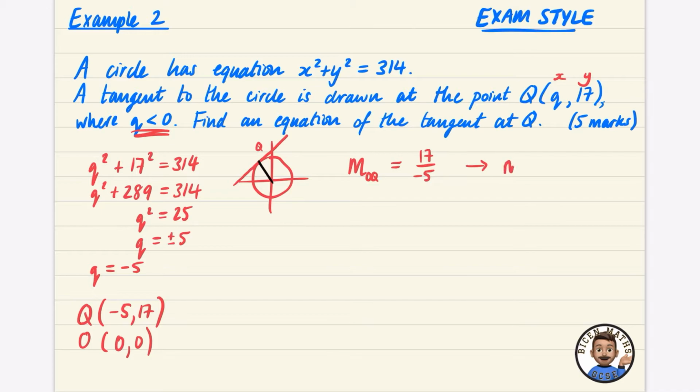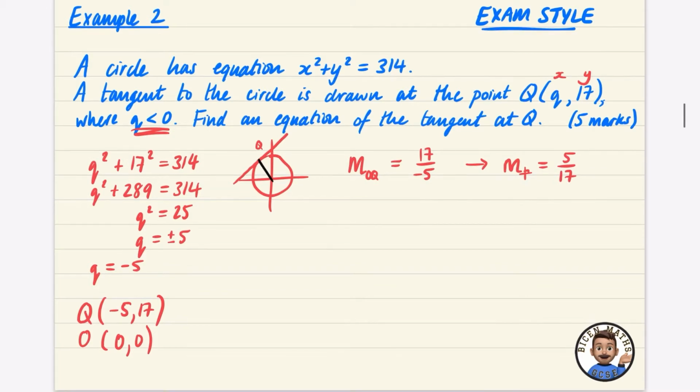Now what this means is the gradient of the perpendicular, this little symbol I've just drawn, I could have drawn it neater, is just to represent perpendicular. I'm going to take the negative reciprocal. So negative means we're no longer going to have a negative here at all. So the reciprocal is just going to be 5 over 17. I'm going to be using this along with the fact that my coordinates Q are minus 5, 17. So my x1 is minus 5 and my y1 is 17.